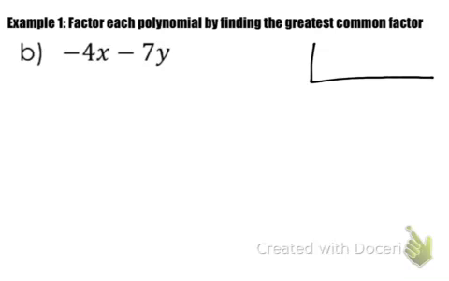So we're going to use this chart on the right and write both of our terms into this little half rectangular box. So we have negative 4x and negative 7y. So quickly, if you look at both terms, they both have a negative in it, and you can't divide 4 or 7 by a common factor other than 1, so our greatest common factor between negative 4x and negative 7y is going to be a negative 1.